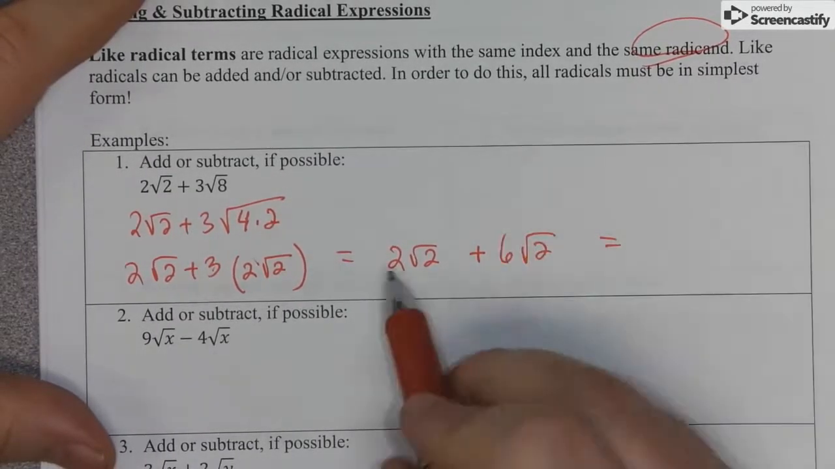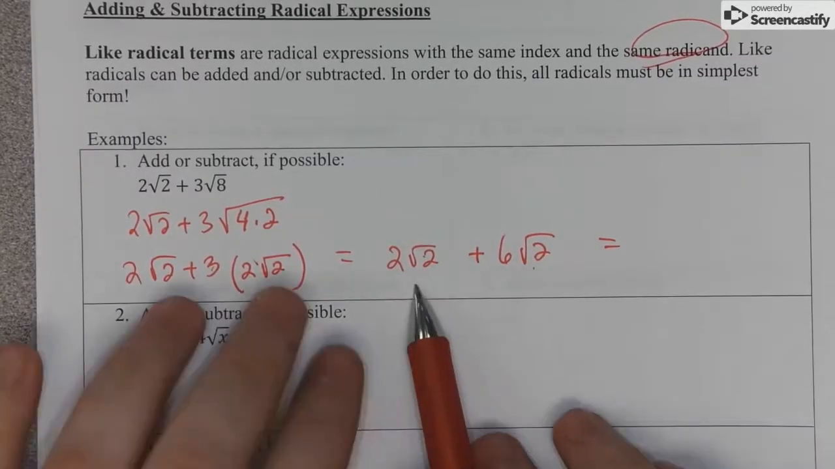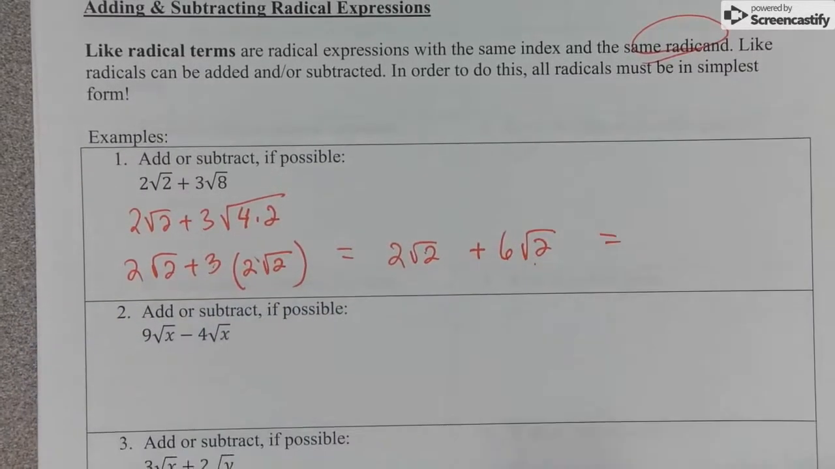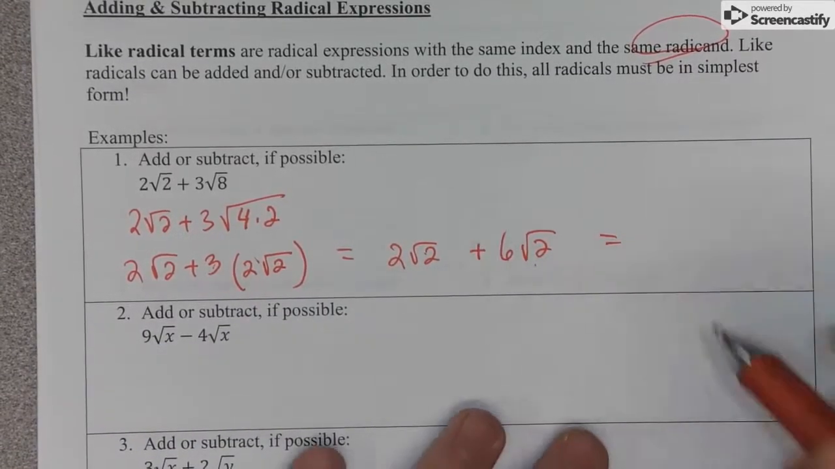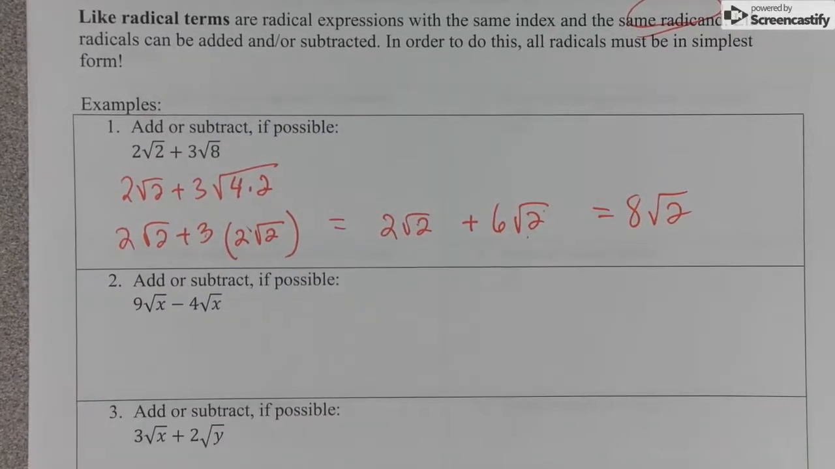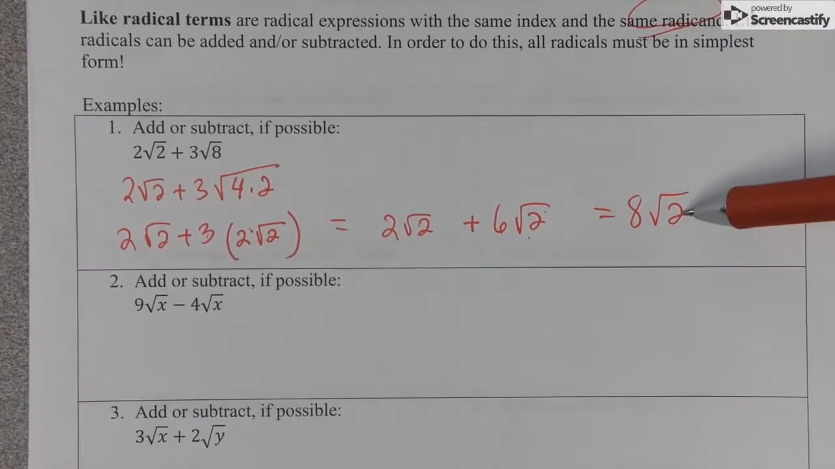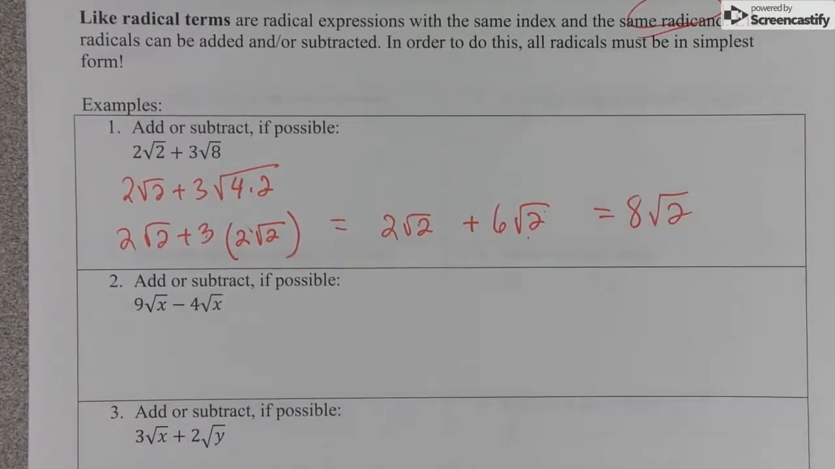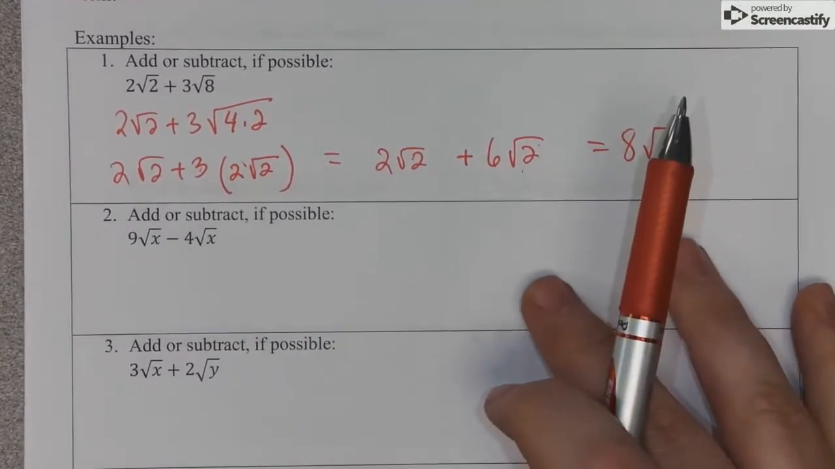And I can add these together now because my radicands are the same. So since I have square root of 2 and square root of 2, I can add the numbers out front. I can just combine the like terms. So 2 and 6 is 8, and then I have the square root of 2. So what you would hopefully notice is I didn't change anything inside the radical. The only thing I changed was the number out front. When you're adding and subtracting, you're just adding and subtracting the number out front.